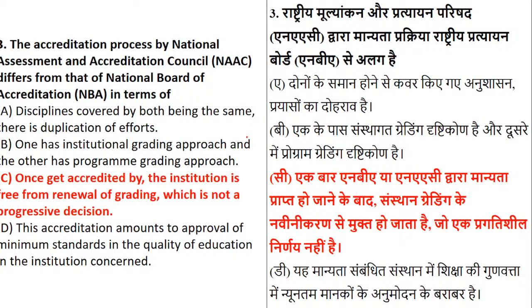Now the question which was given for you was what the accreditation process of NAAC is, and how it differs from that of NBA. Once they get accredited by the bodies, the institution is free from the renewal of grading, which is not a progressive decision. That is with respect to NBA. Is it clear? So that is how it differs. But yes, there are questions coming from this accreditation body in detail also. So we have to go through this a little more in detail. In the coming classes, I'll be adding a few more questions.